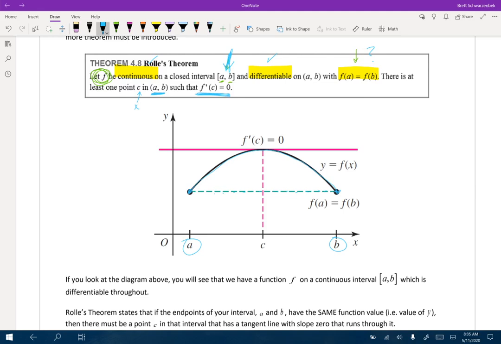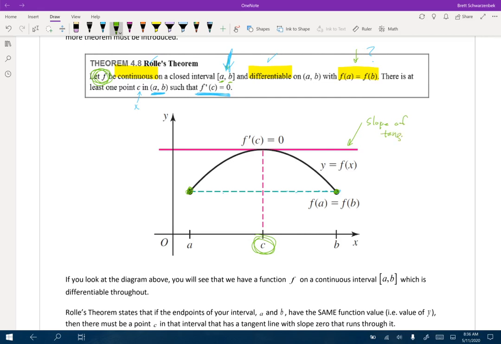So what does the theorem state? Let me get rid of some of the stuff that I put on here. If you start here and you move through this curve, and you end up at the same height at the end of the interval, then somewhere on that curve there must be a point c, or value of x, where the derivative is 0. To be clear, what is the derivative? It's the slope of the tangent.